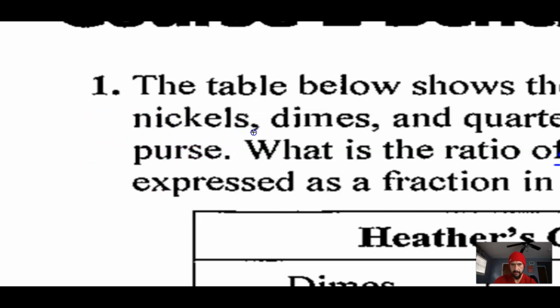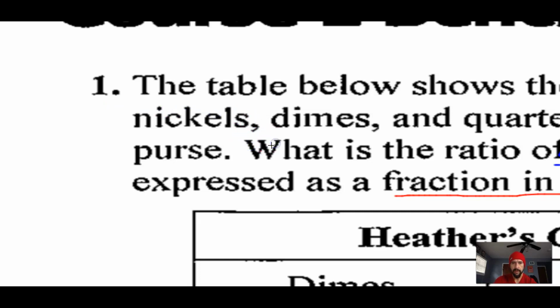And now, how many dimes does it say I have according to my table? Well, I have 9, right? I found that right here. And for nickels, I have 6. So there you go, I'm done. Oh, wait a minute here. I'm not done, because if you look here, it says expressed as a fraction in simplest form. So simplest form means I need to simplify this, guys.